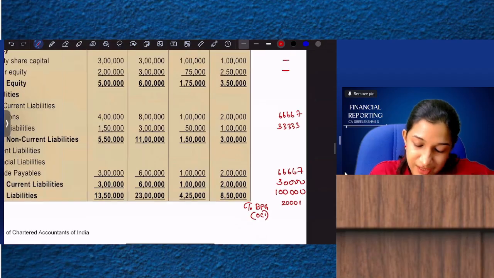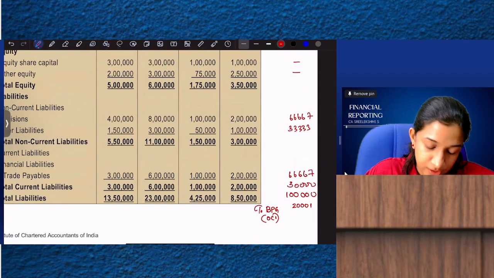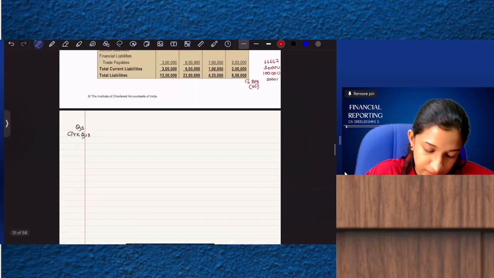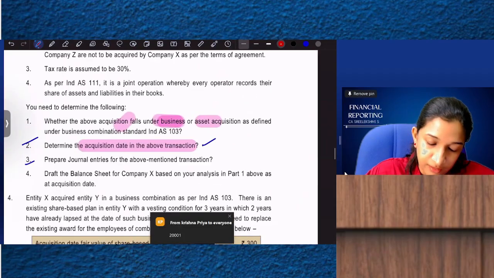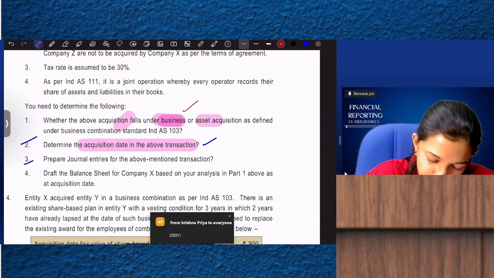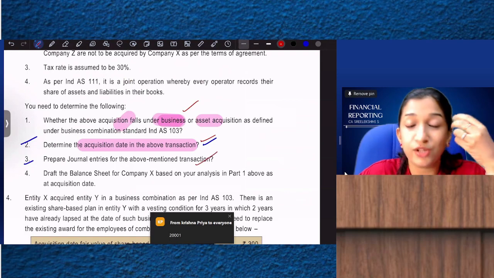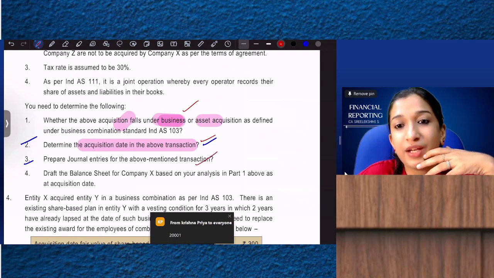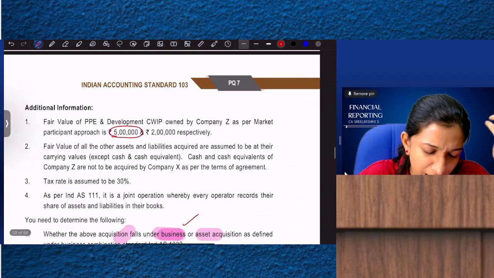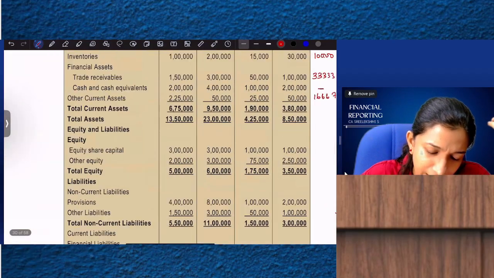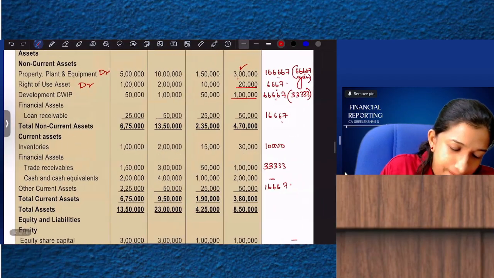Okay, bargain purchase gain of 20,001. So this is my first. So this is a business combination. Business combination accounting will be applicable. Acquisition date journal entries. Now what is the requirement? Balance sheet. We need to prepare the balance sheet. So how to prepare the balance sheet again?